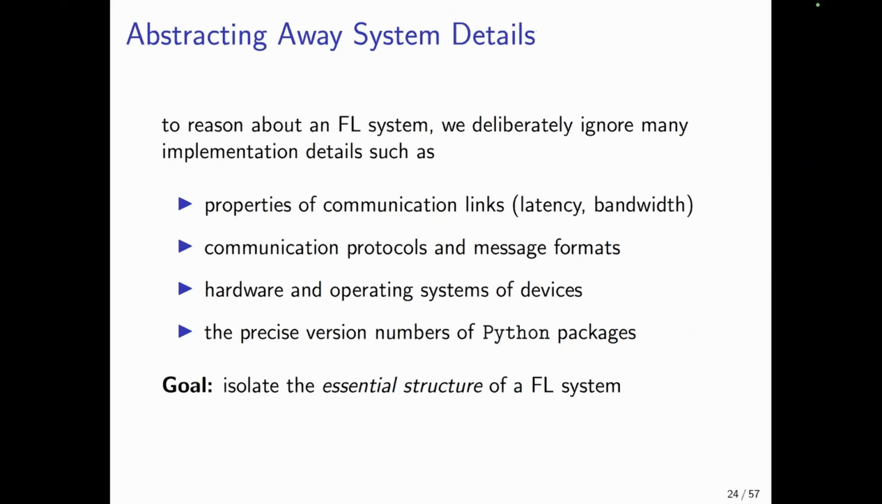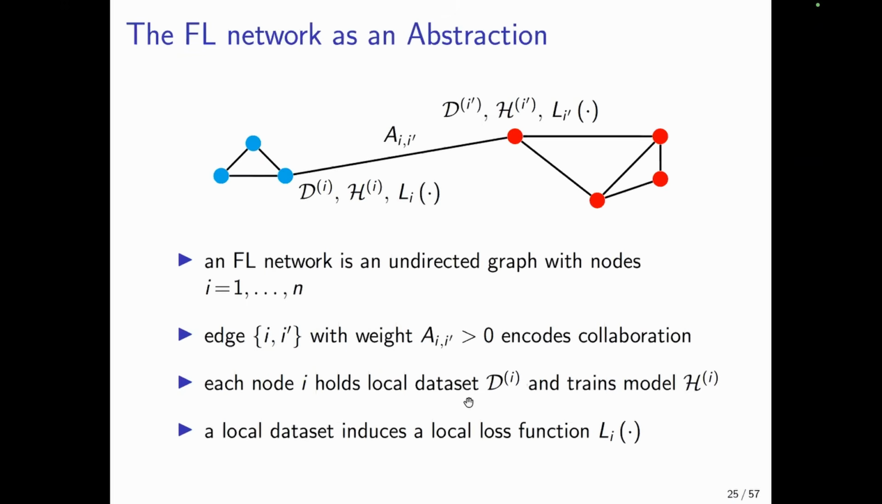In order to bring some order into the system and to reason about a federated learning system, to make some inferences about it in general, we need to kick out a lot of details. We need to abstract away a lot of system details. One such abstraction that will be used heavily in this course is the notion of a federated learning network. A federated learning network is something like an undirected graph. It has nodes, and each node represents a device like a smartphone, and the edges represent collaborations. If two nodes are connected by an edge, this means they collaborate in some way.